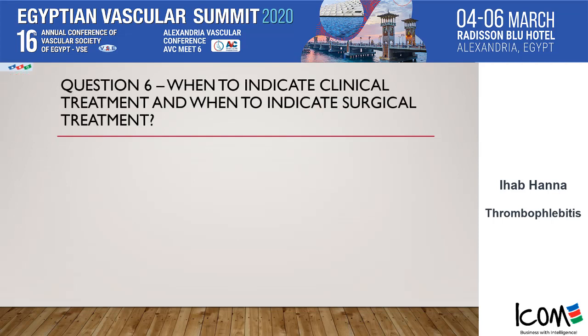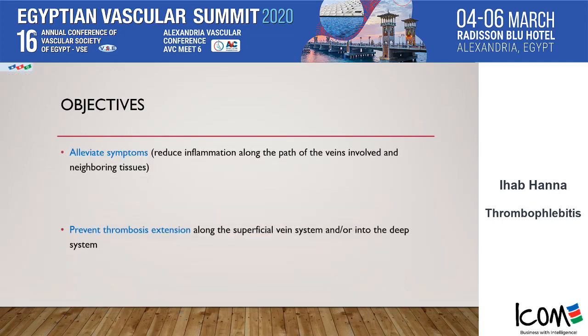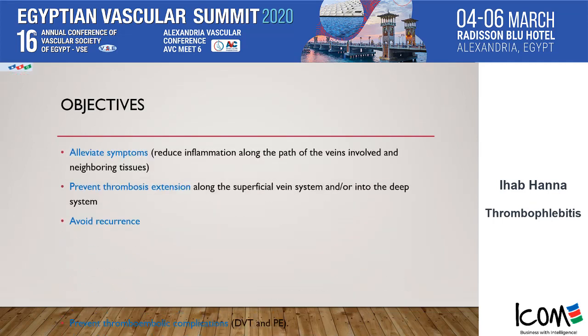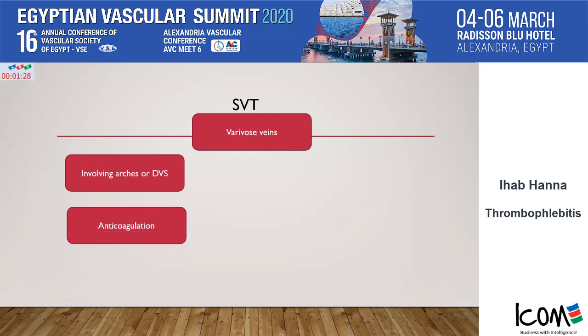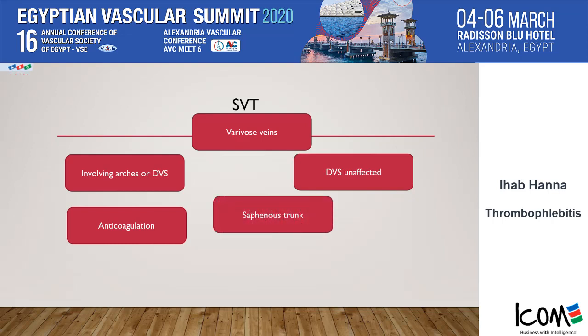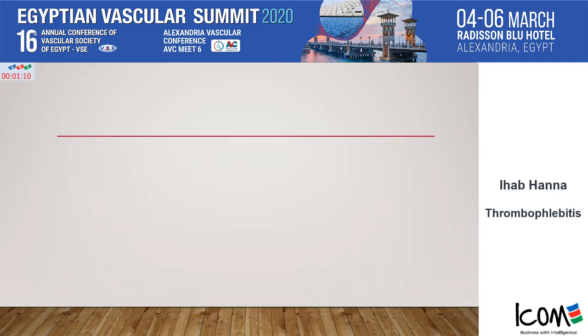The last question: when to indicate clinical treatment and when to indicate surgical treatment? The objectives are to alleviate symptoms, prevent thrombosis extension, avoid recurrence, and prevent thromboembolic complications like DVT and pulmonary embolism. In the presence of varicose veins, if it involves the arch or the deep venous system, anticoagulation is initiated. In cases where the deep venous system is not affected, with a short saphenous trunk affection, we anticoagulate for 7 to 10 days, and if surgery is needed, it could be done afterwards. And in case of collaterals, we can go for surgery.